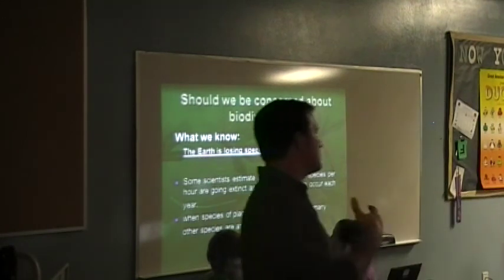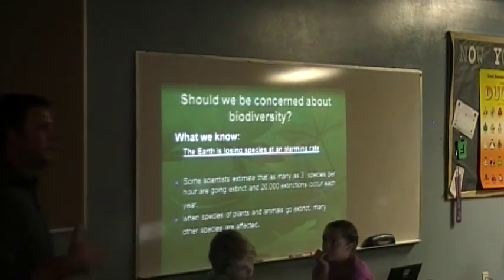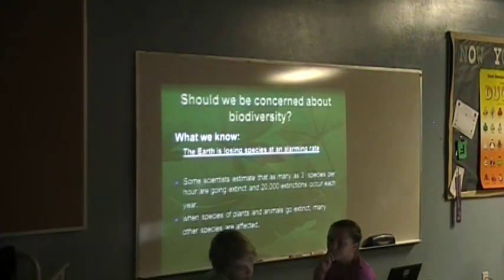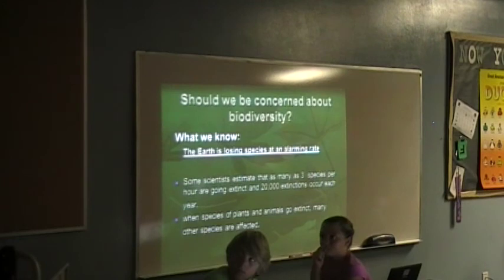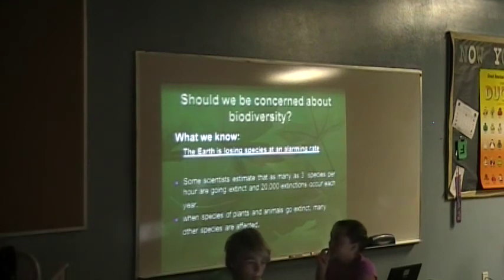We are losing species at an alarming rate. The last reported case was studies showing that we are losing 3 species per hour on Earth. Whoa. That means in a year's time, there's over 20,000 species that will become extinct. Many of them we would have never known have even been around. With that type of rate going on, something needs to be done.